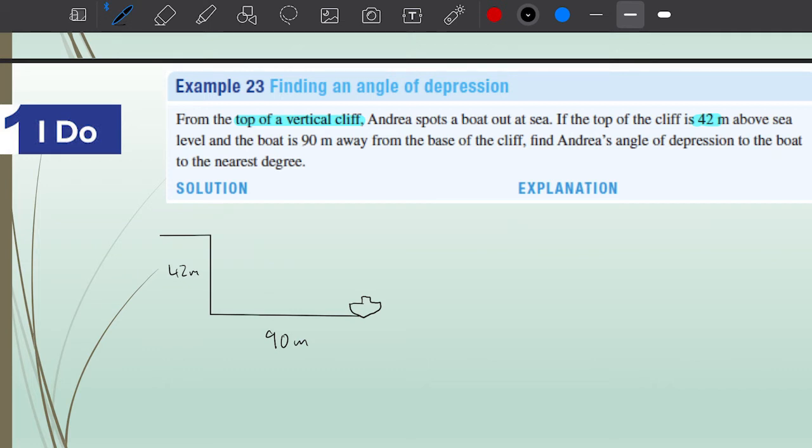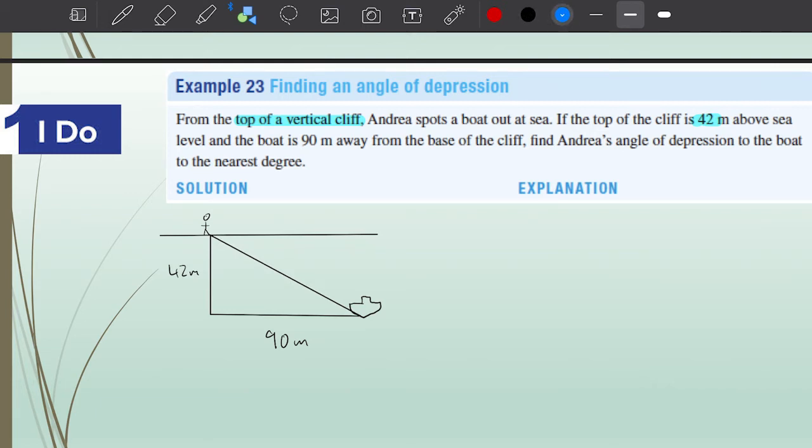And we want to know the angle of depression to the boat to the nearest degree. So if we're standing up here, 42 meters above sea level and 90 meters horizontally away from the boat, and we look down from the horizontal out to the boat, that's the angle of depression that we've made.